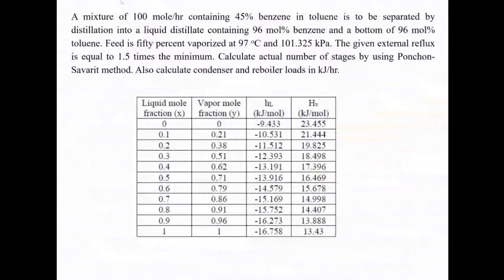So this is the problem. Basically, a mixture of 100 moles per hour contains 45% benzene and toluene. So I have a mixture of benzene and toluene to be separated by distillation into a liquid distillate containing 96% benzene and 96% toluene in the bottom. So you have to be careful. Here the bottom composition is of the heavy component, which is toluene.